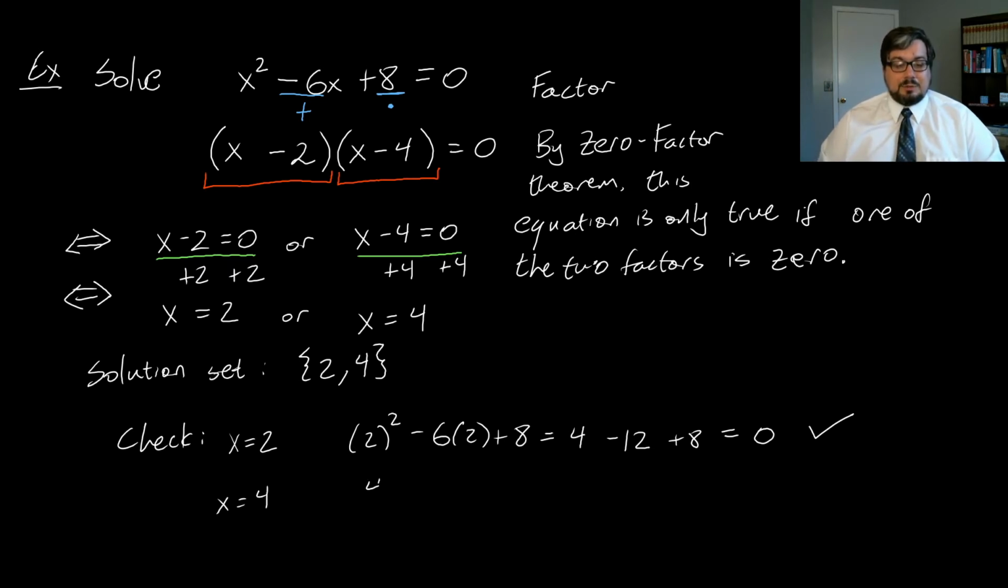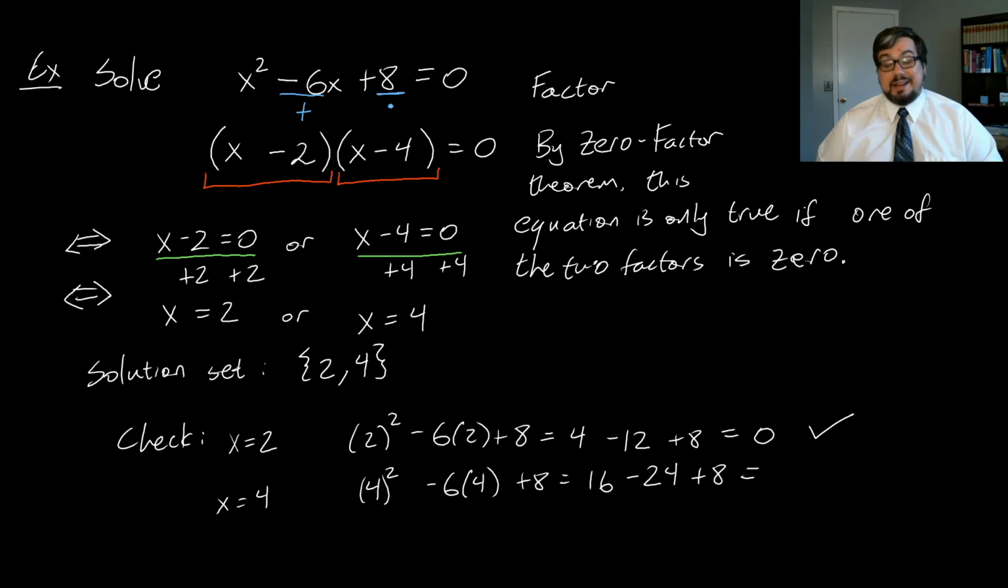And if we plug in x equals 4, we get 4 squared minus 6 times 4 plus 8 equals 16 minus 24 plus 8. Now 16 minus 24 is negative 8, plus another 8 is 0, and that checks out as well. So we see that it looks like we did it right. There are in fact 2 solutions to this problem, 2 and 4, and we found that by factoring the polynomial on the left and using the Zero-Factor Theorem.